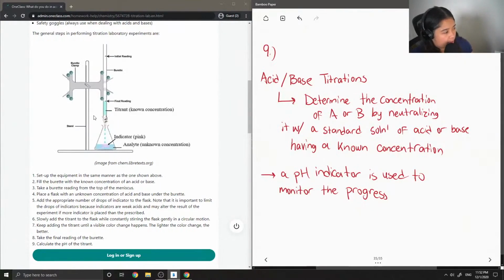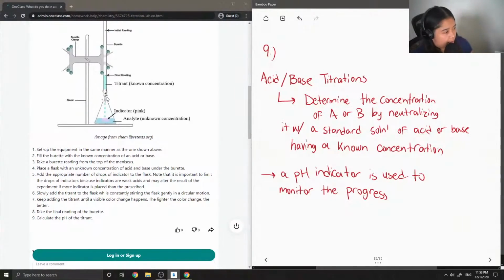Okay, so here they have a nice diagram showing that you have your titrant that starts at your initial reading, and then you slowly let it react with our analyte of unknown solution. And then once the indicator turns the analyte pink in this example, this is when we would stop adding our titrant. And when we read the volume of titrant that was added, then we can calculate the concentration of our analyte.